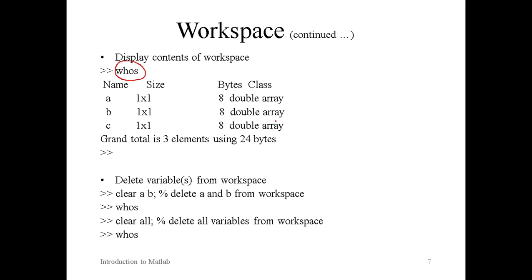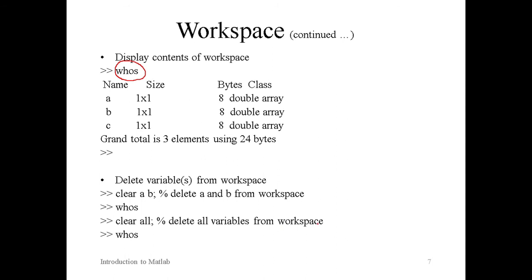In the previous example we used a, b, and c. That is why if you just type whos in your command window, you will get a, b, and c and their values. Also, to delete variables from the workspace, we use clear a b. So what will this command do? It will clear your a and b variables from the workspace. If you write clear all, then it will delete all the variables from the workspace.